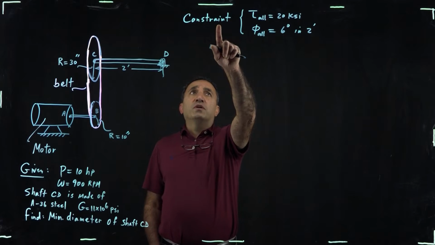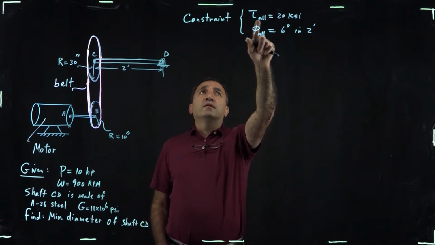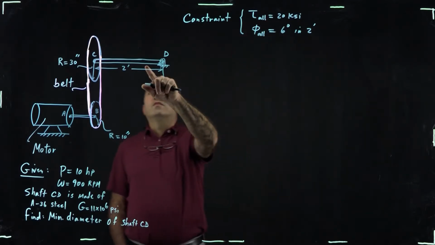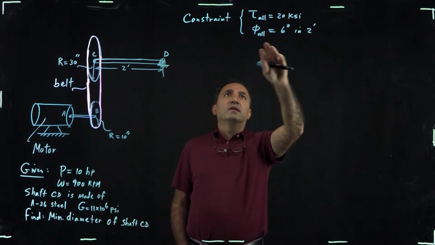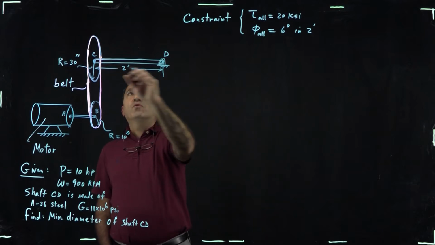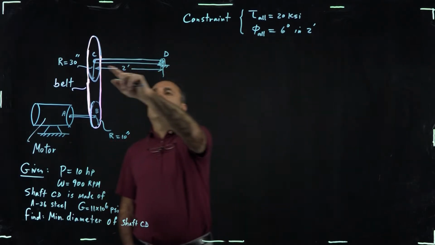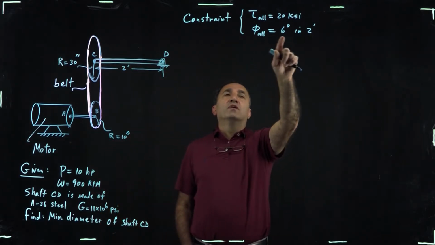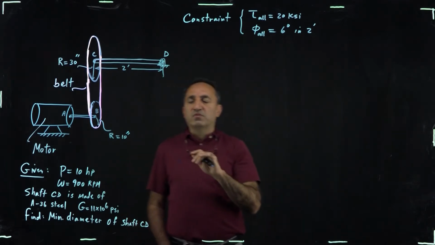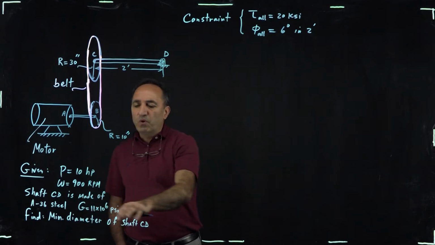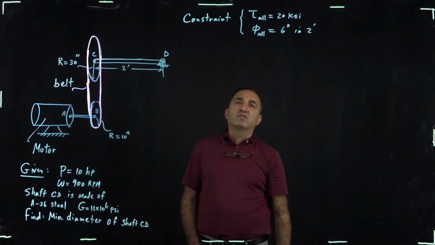And these are the constraints we have. Based on material property, we don't want the shear stress in this shaft to be more than 20 ksi or 20,000 psi, and the angle of twist over 2 feet length of this section of this shaft not to be more than 6 degrees, so maximum of 6 degrees. So based on that, what would be the minimum diameter of the shaft CD?